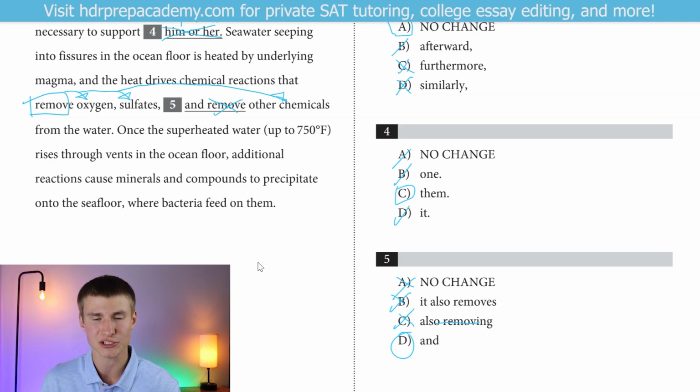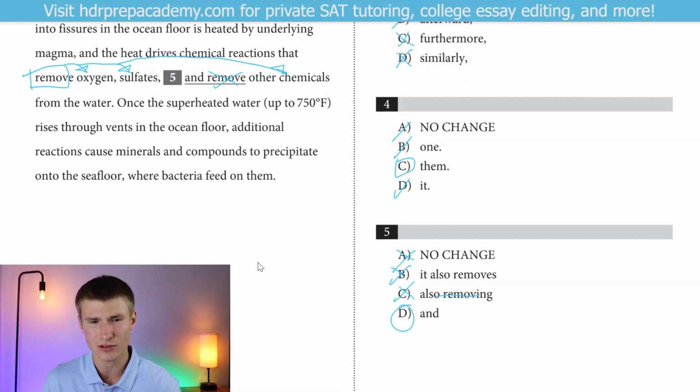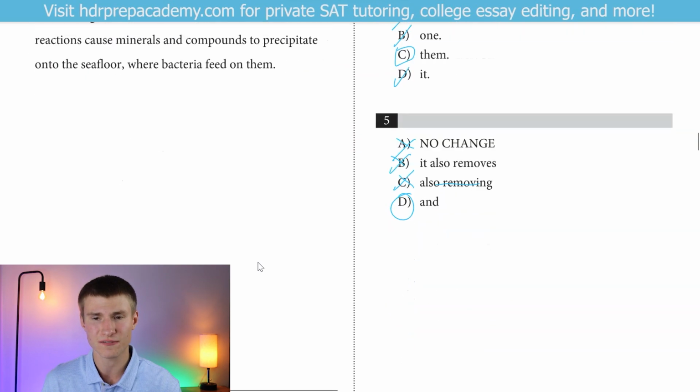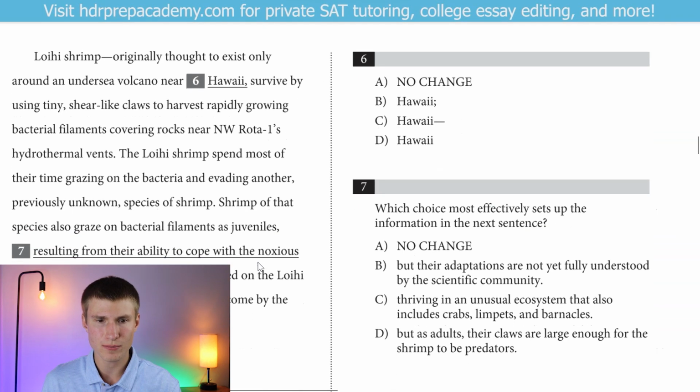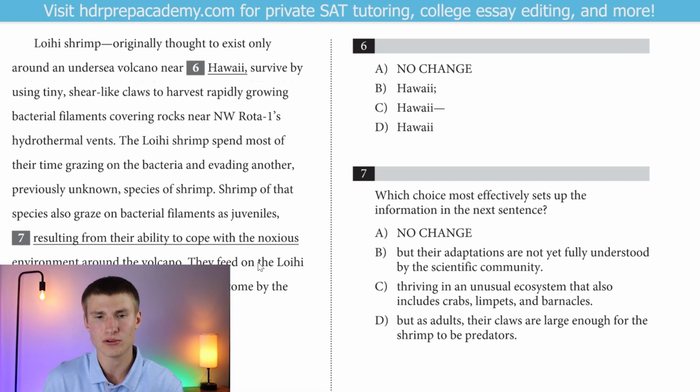ocean floor, additional reactions cause minerals and compounds to precipitate onto the sea floor where bacteria feed on them. All right, low-heat shrimp originally thought to exist around an undersea volcano near Hawaii. One thing that should jump out to you immediately when you saw this is you got an M dash, right? What is an M dash, when it's not being used at the end of an independent clause, indicating to you? It's probably going to be a non-essential phrase or clause. In this case, we see it is a non-essential phrase or clause.